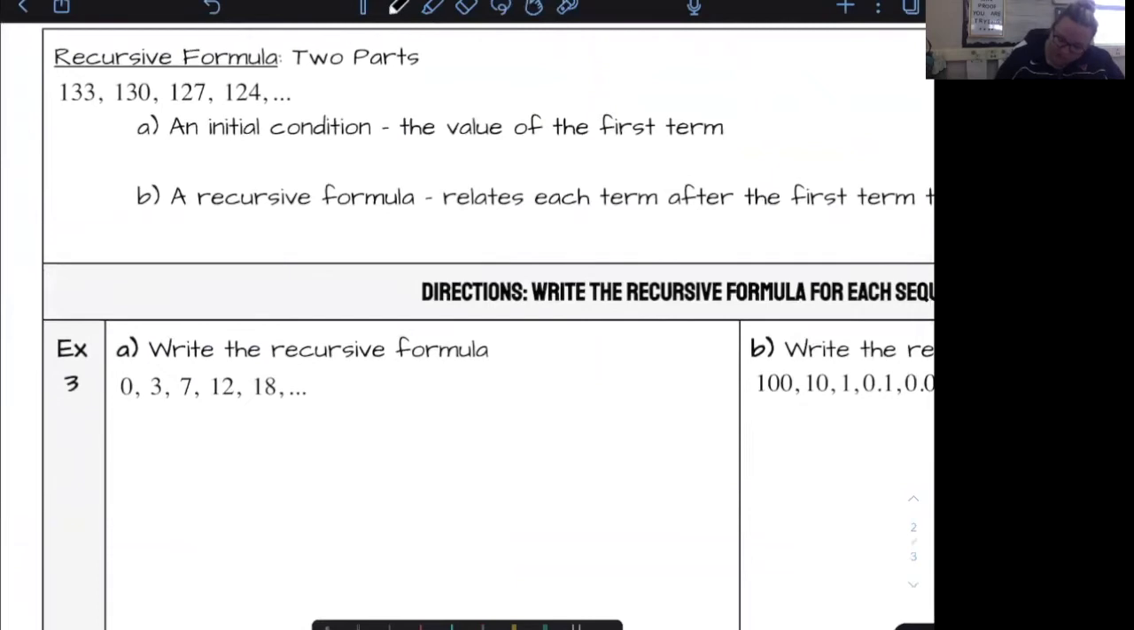So a recursive formula requires two parts. The first part that you have to have in order to write a recursive formula is the value of the first term, or that initial condition. So if you look at this sequence, 133, 130, 127, and 124, and continued from there, our initial condition, or the value of the first term, is 133. So a sub 1 is 133.